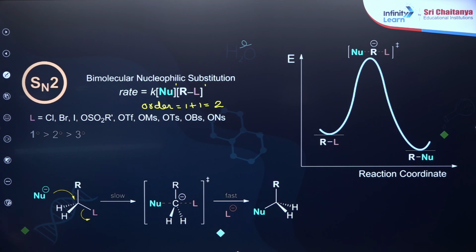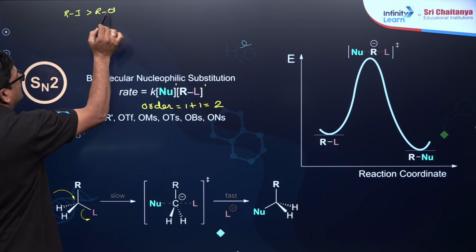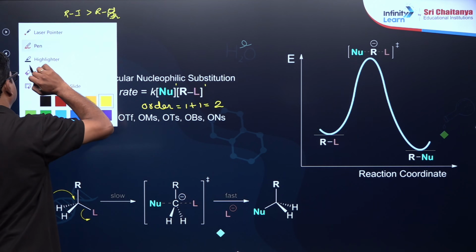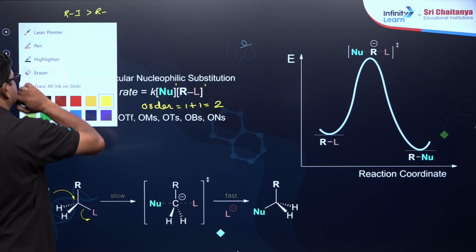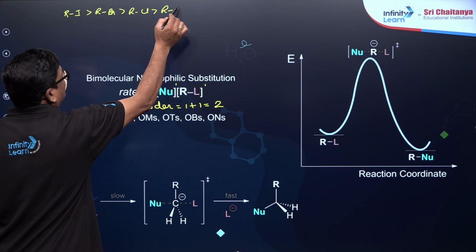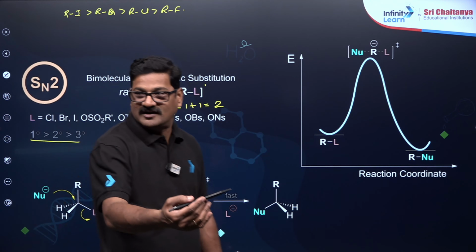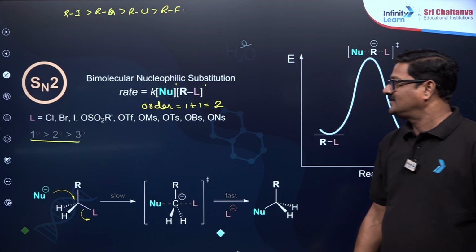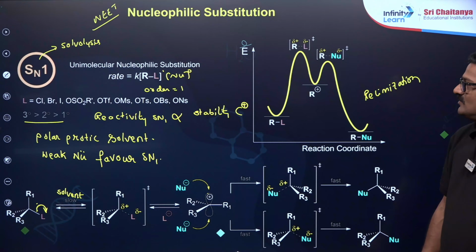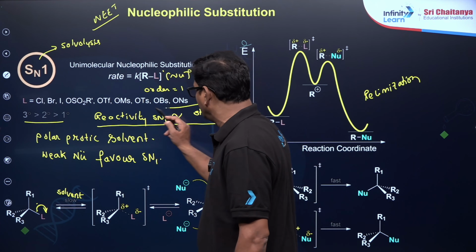For both SN1 and SN2, alkyl iodide is more reactive than alkyl bromide, which is more reactive than alkyl chloride, which is more reactive than alkyl fluoride. When it comes to the alkyl group, for SN2 primary is more reactive than secondary alkyl halide, which is more reactive than tertiary alkyl halide. When you talk about the SN1 reaction, reactivity is directly proportional to the stability of the carbocation.